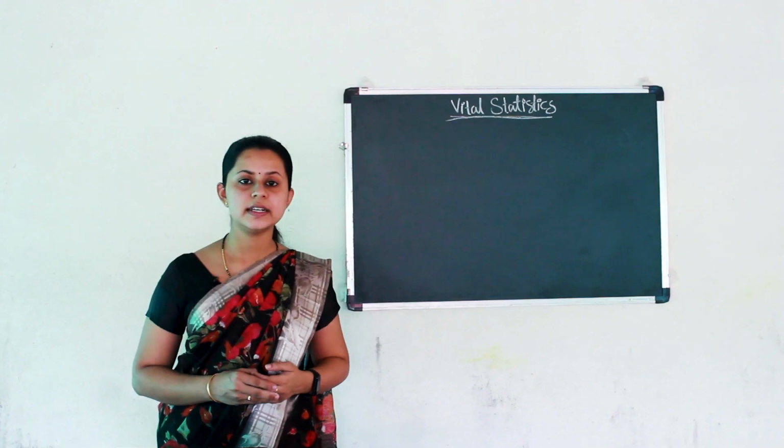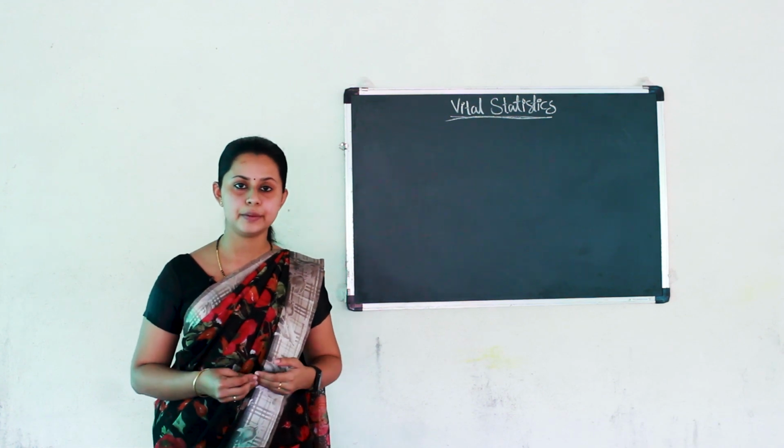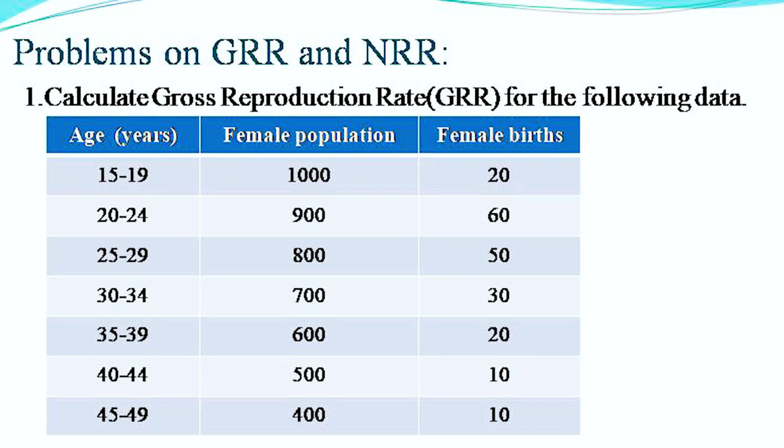Next we shall study the problems on gross reproduction rate and net reproduction rate. We shall study the first problem. The first problem is to calculate the gross reproduction rate, GRR, for the following data. The first column is age in years: 15 to 19, 20 to 24, 25 to 29, and up to 45 to 49. The second column is female population: 1000, 900, 800, 700, 600, 500 and 400. The third column is female births: 20, 60, 50, 30, 20, 10 and again 10.